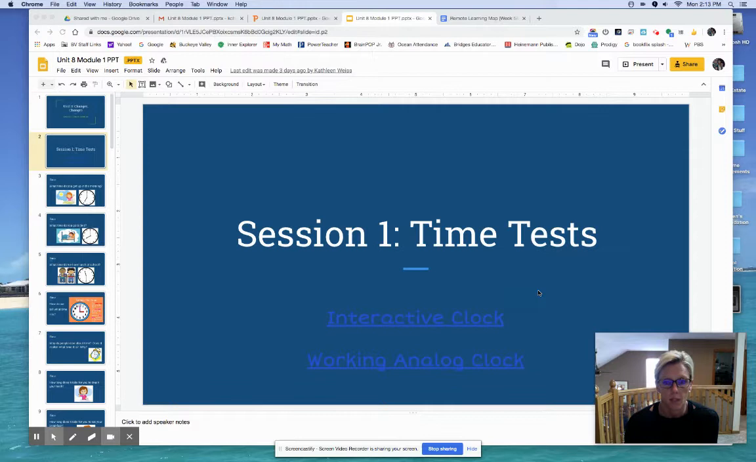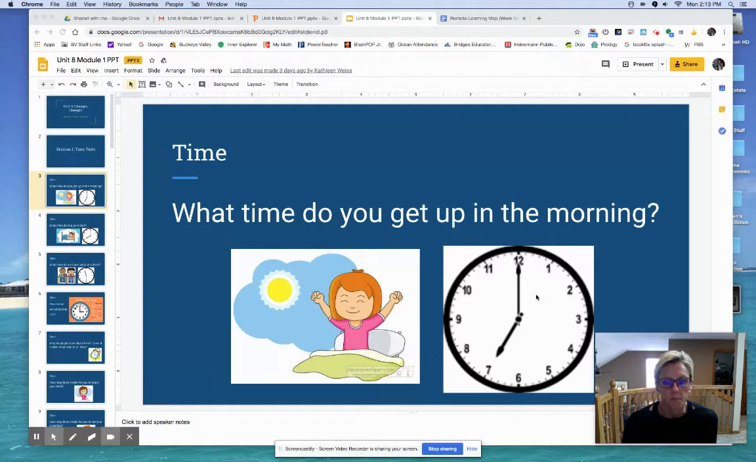Our first session is called Time Test. Now, we're not actually taking a real test, but these are just kind of some fun things for you to think about when it comes to time. Here's the first thing to think about. What time do you get up in the morning? Now, that time might be different right now because you're not in school, but think about what time you get up. And also think about what time do you see on this clock?